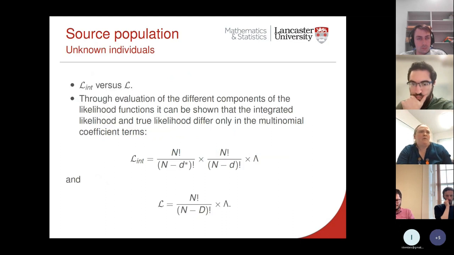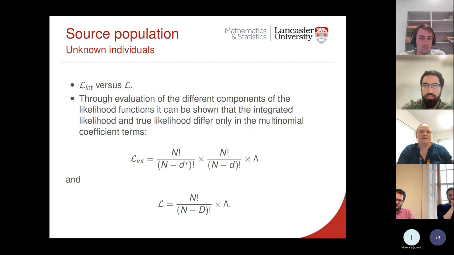So what we wanted to do, we kind of knew what the real likelihood was, because we had the likelihood that corresponds to the joint data, which corresponds to, you know, when you know which individuals are which. So that's really the truth. And then we've got this integrated likelihood. So what we then looked at was algebraically, how do these two different likelihoods actually differ?